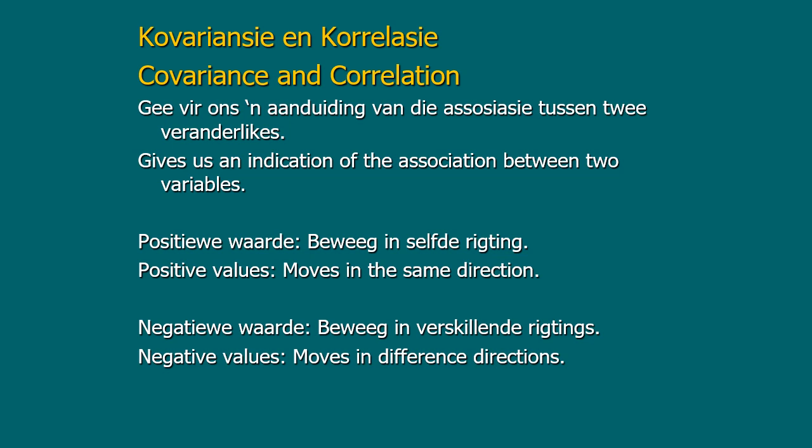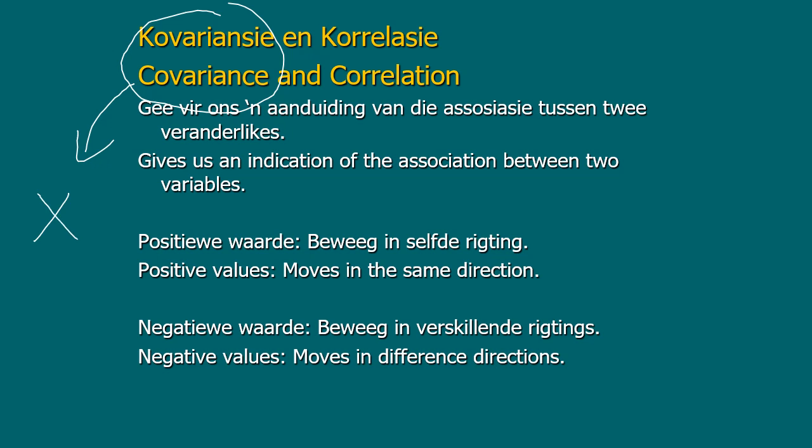Last concept for this chapter, covariance and correlation. Covariance: how do these two variables vary together? The idea is that it gives us an idea of the association between the two variables. Now we have two values. We have a covariance and we have a correlation.